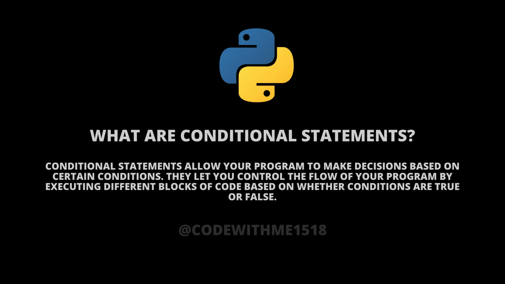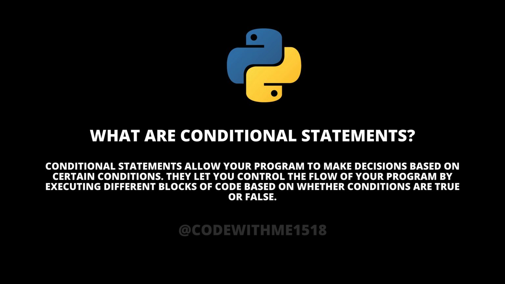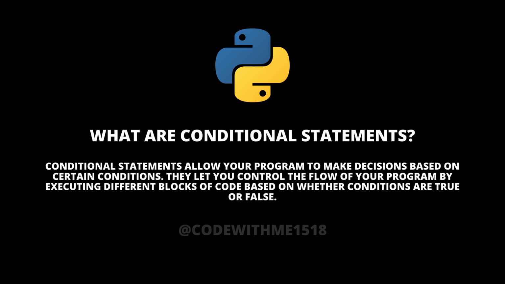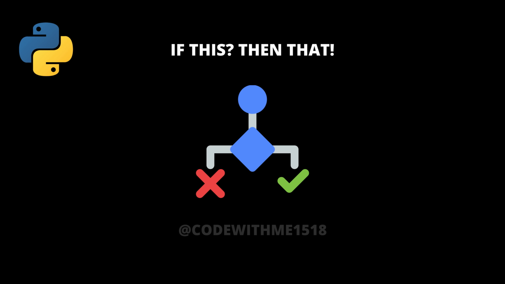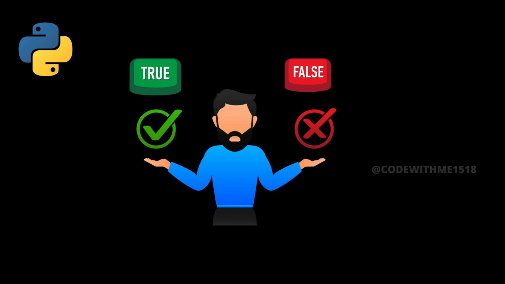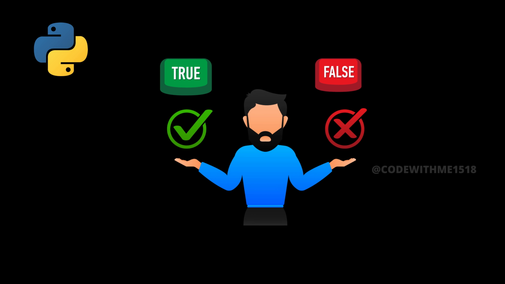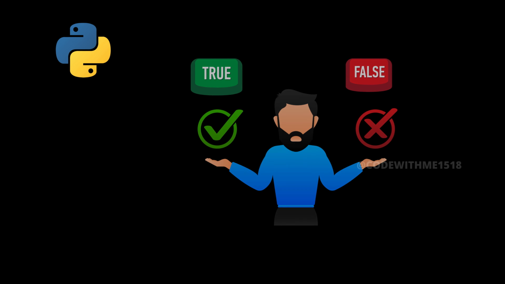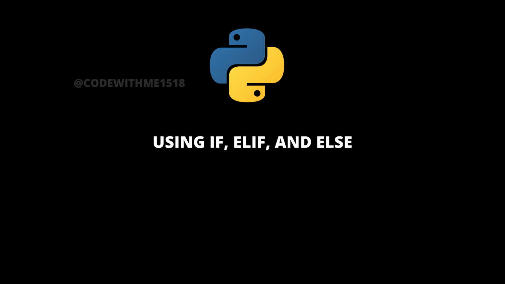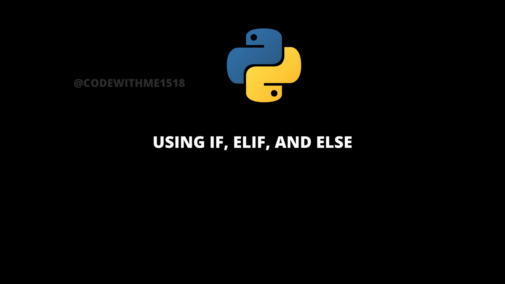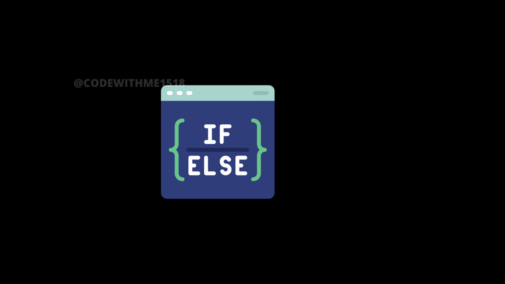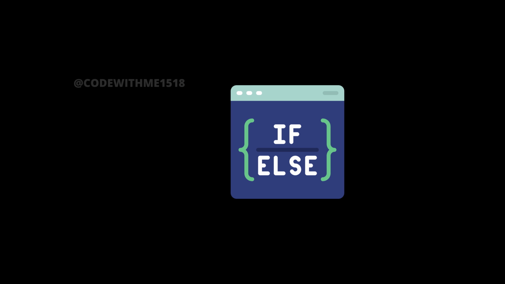What are conditional statements? Conditional statements allow your program to make decisions based on certain conditions. Think of them as the if this, then that logic in your code. They let you control the flow of your program by executing different blocks of code based on whether conditions are true or false. In Python, we use if, elif, and else to create conditional statements. Let's dive into each one.